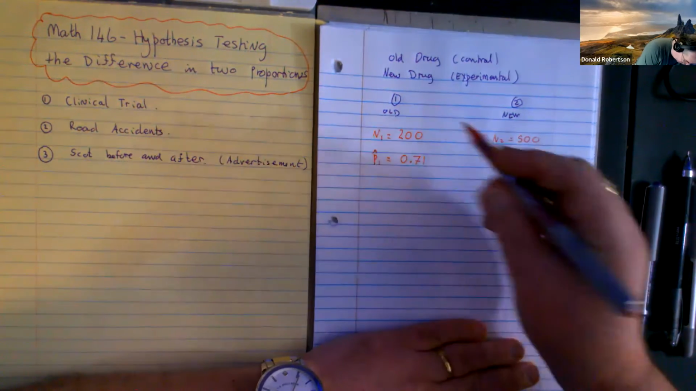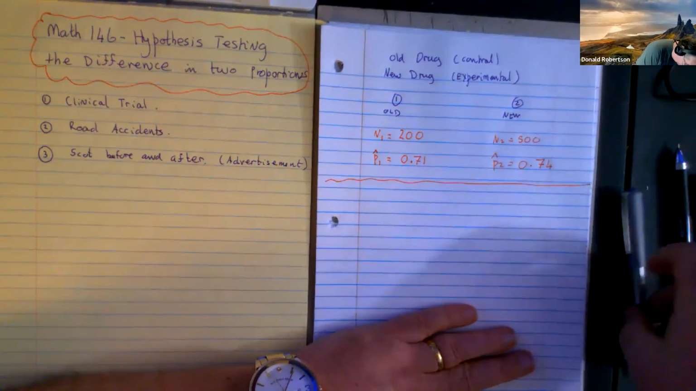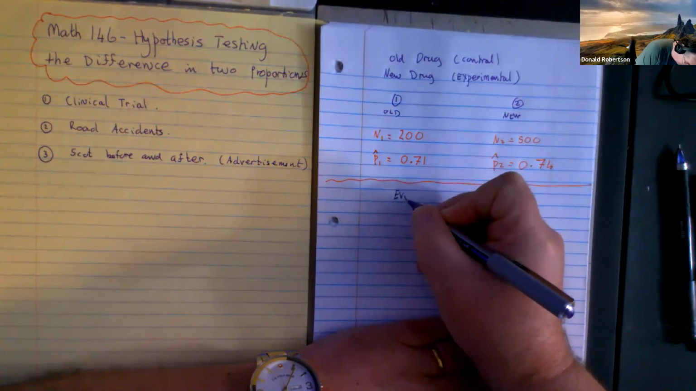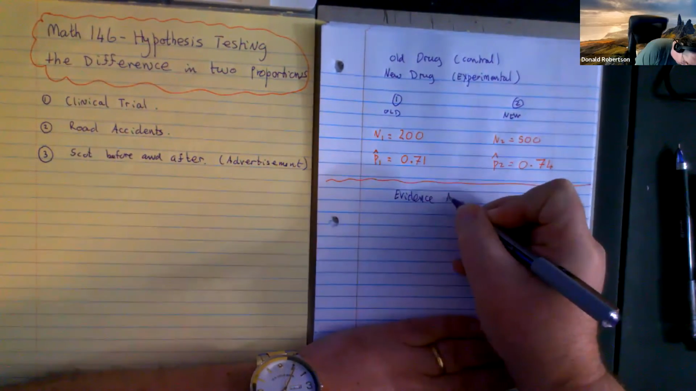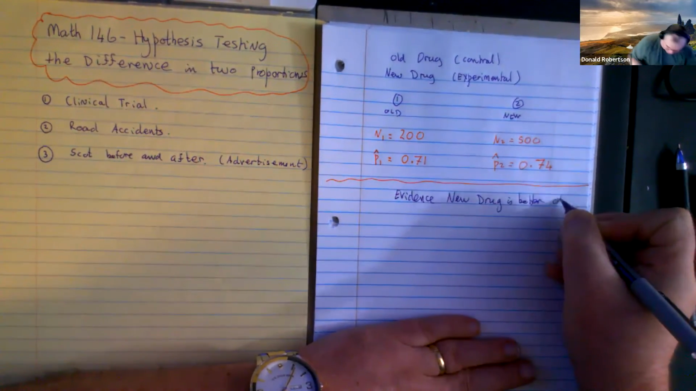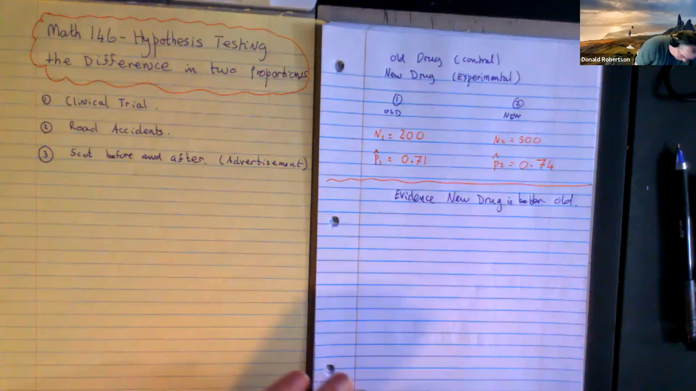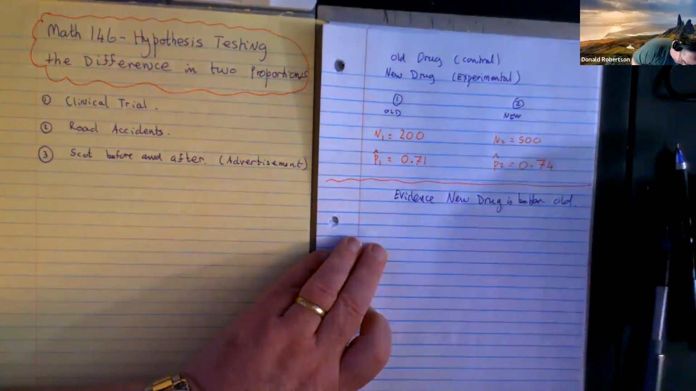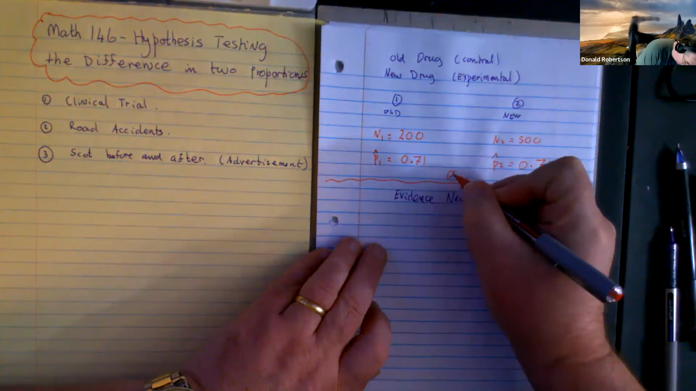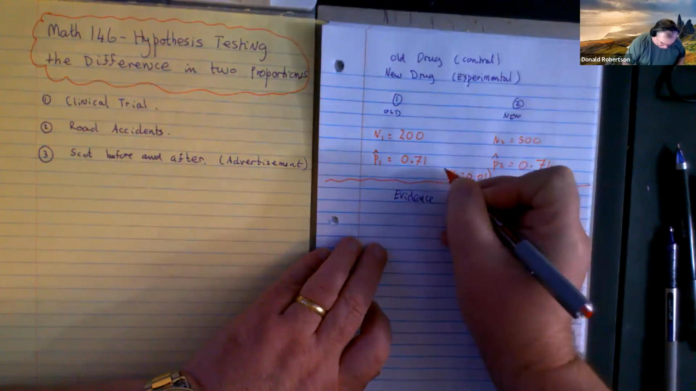So we are going to set up a hypothesis test to see if there's evidence that the new drug is better than the old. And that's a reasonable test. Is there enough evidence to show that the new drug does a better job, a better success rate than the old? In this story, we are going to do a significance level of 0.01.